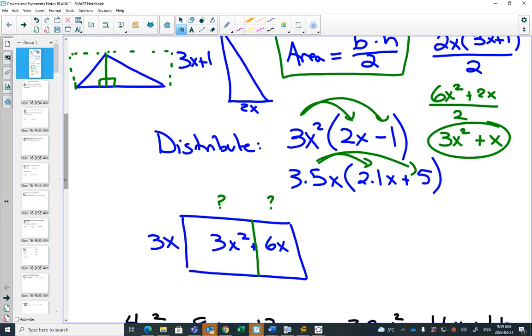Okay? What would have to be here to get a 3x squared? You would need an x. What would have to be here to get a 6x? You would need a 2. So the top part was x plus 2.